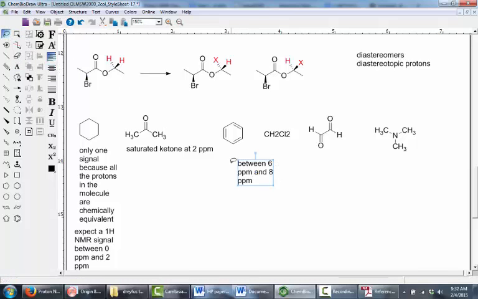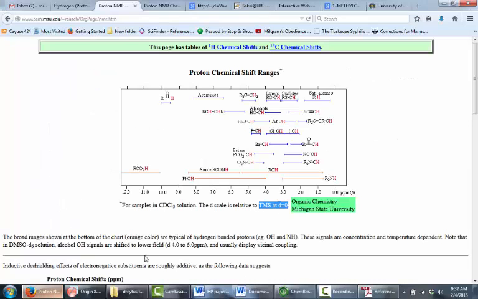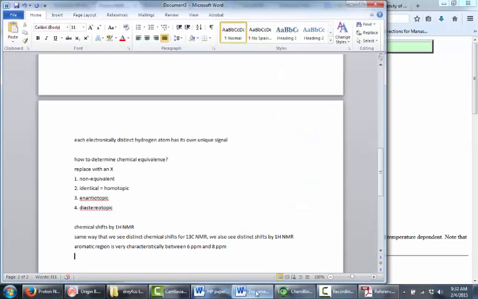Methylene chloride, again, chemically equivalent protons. Where do they show up? Well, I look at my table here. Where do the chlorides show up? That's between 3 and 4 ppm.